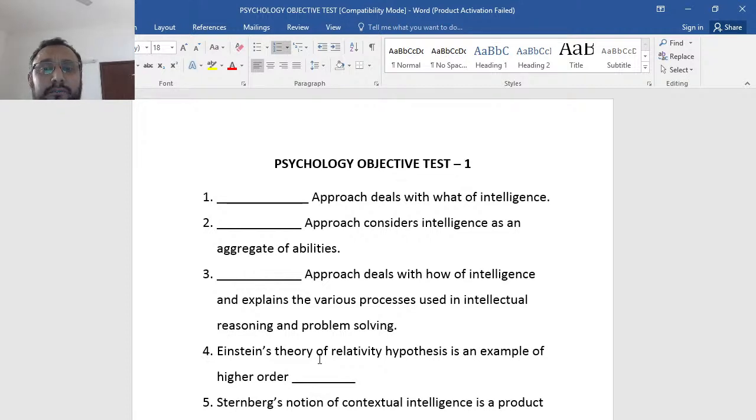Psychometric approach, generally if you see, there are 4 points. Psychometric approach deals with what of intelligence. It considers intelligence as an aggregate of abilities. It expresses the intelligence in the form of a single cognitive index number. Means like saying someone's intelligence as 120, 130, 140 or 90 or 70. And the psychometric approach is also known as a structural approach.